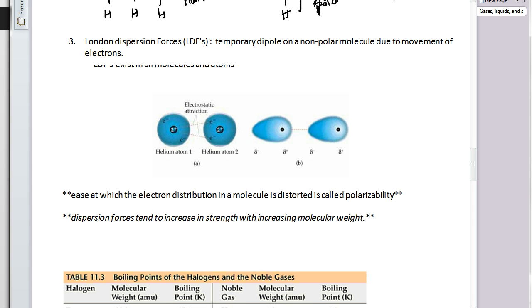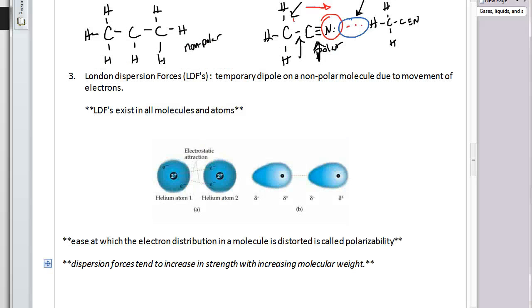Okay. London dispersion forces are another type of intermolecular force, and we call them for short LDFs. They're a type of IMF. And okay, so as we're saying, London dispersion forces, and these are what these guys are. These guys are temporary dipoles. So it's temporary on a nonpolar molecule, and it's due to the movement of electrons. And something important to keep in mind is LDFs exist in all molecules and atoms. So everybody gets these guys, and some have more LDFs or London dispersion forces, and some have less LDFs. They also sometimes just call these guys dispersion forces.